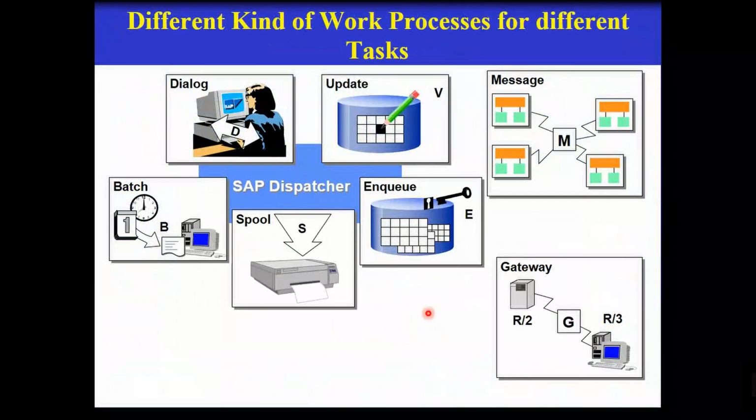Now come to the different kinds of work processes for different tasks. What are the work processes? One is dialog, second is batch, third is update, fourth is spool, then enqueue, and on the right-hand side you can see the message server and gateway server. The message server is actually communicating between the instances. If I go out of the SAP system to communicate with other servers, then the gateway will come into play. So that's the main concept. Let's come to the details one by one.